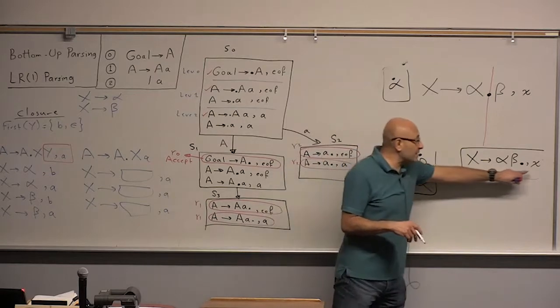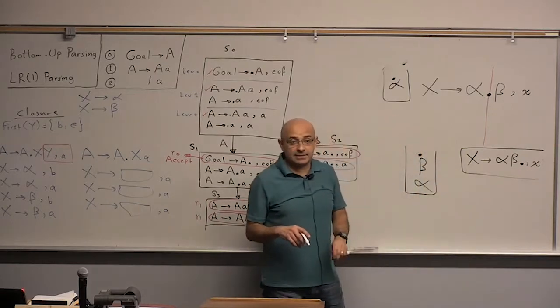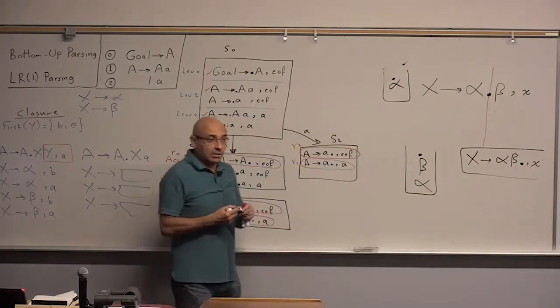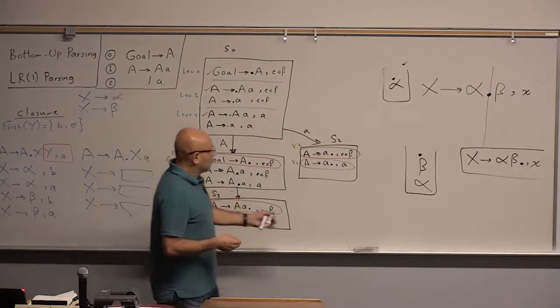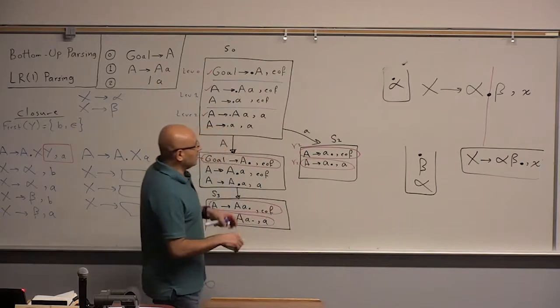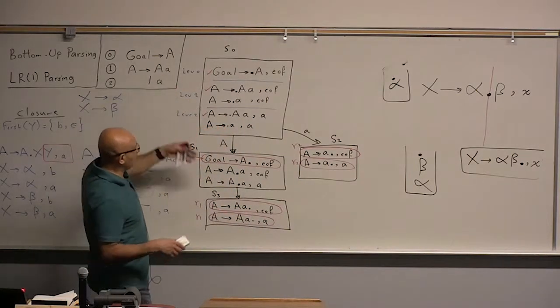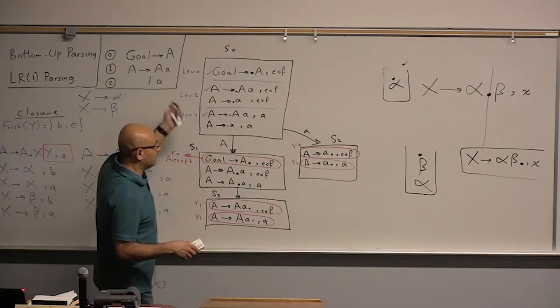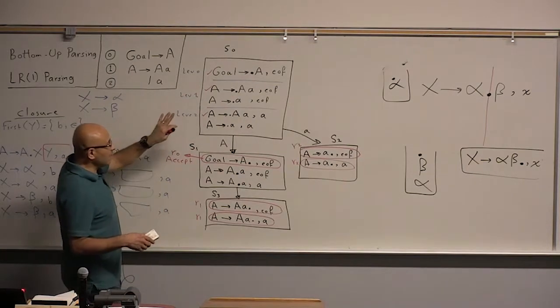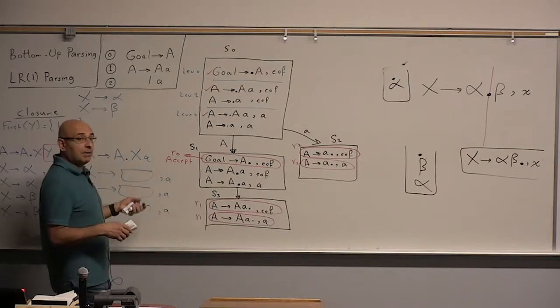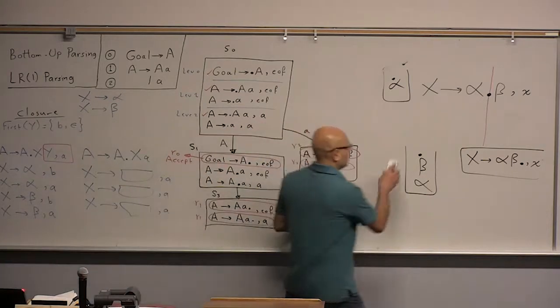If what we are seeing in the input is not an x, this reduction is not valid. We can't make this reduction. OK? So this is the logic of the placeholder, and by doing this, we are tracking all possibilities. Now let's see how we can use this to construct what we call the action table and the go-to table.